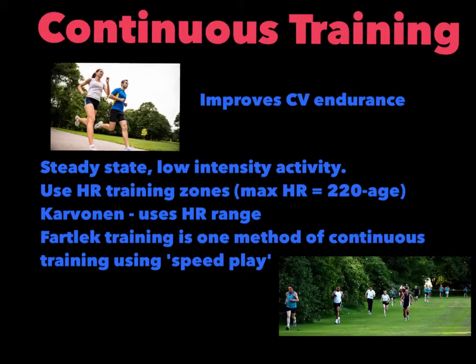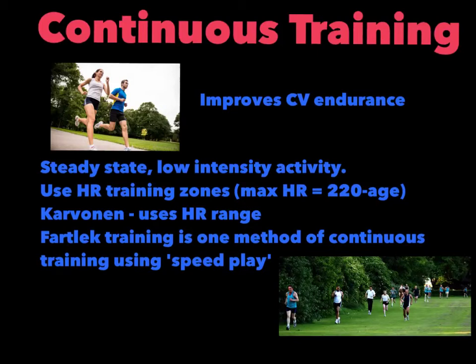The last method of training is continuous, and this improves cardiovascular endurance. Continuous training is where we have a steady state, low intensity type of activity. So normally running, jogging, cycling, swimming, etc. Here we can use our heart rate training zones, so working out your maximum heart rate, 220 minus your age, and then looking at different training zones, normally between 60 and 80% to work at any sort of given level that's going to have an impact on training.